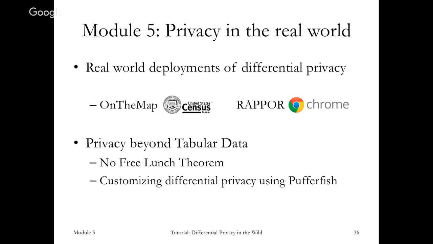So in this part, I'm first going to talk about a couple of real-world deployments of differential privacy. It's been 10 years since this idea was introduced, and there have been a few deployments. I'm going to talk about two of the significant ones. Until now, we've been talking about data that fits in a single table, where each row is an individual. But in real applications, data doesn't sit in a single table. You have more complex structures. So we'll talk about privacy beyond tabular data.